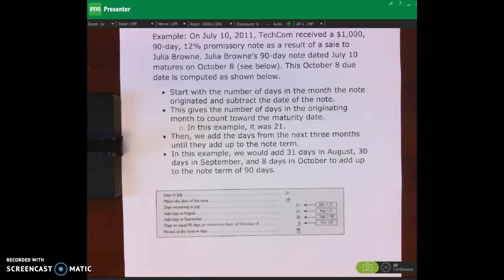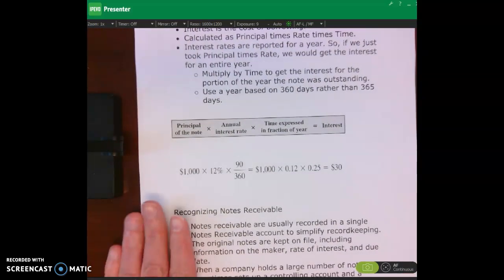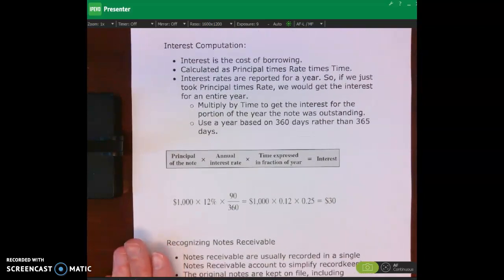Let's talk about the next thing, which is calculating interest. Remember, this is dealing with notes receivable, so we're talking about calculating interest revenue, not interest expense, because this is a note receivable. We're on the seller side here, or the lender. We're either selling something or lending money.